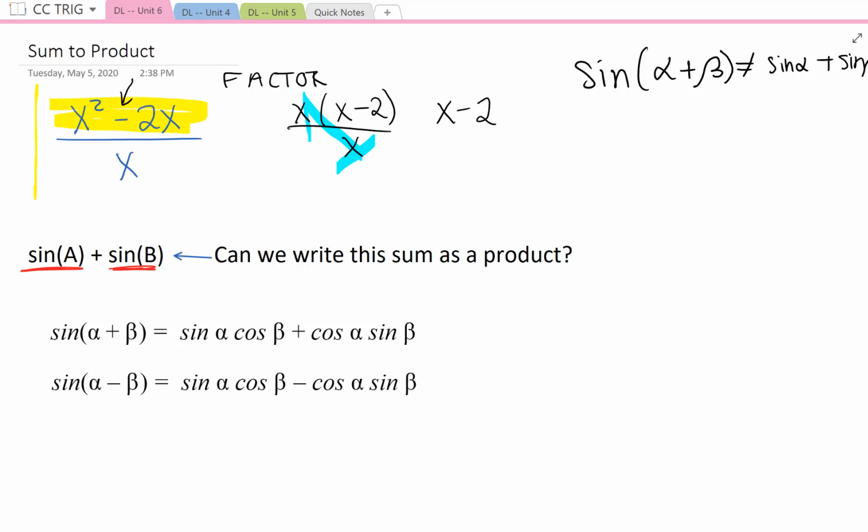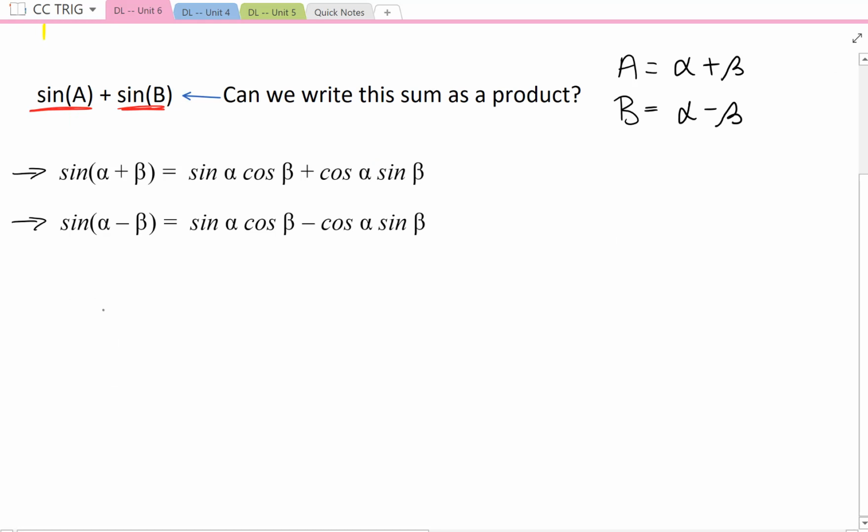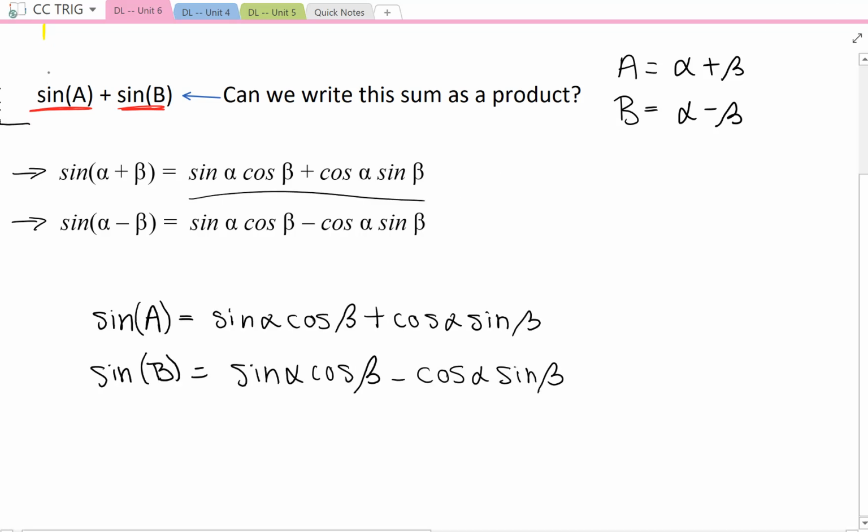So I am going to rename A and B. A is going to be called alpha plus beta, and B is going to be called alpha minus beta. So the first equation is now sine A is equal to this expression. The expression we started with was sine alpha plus sine beta. So we're going to actually add up these two equations.